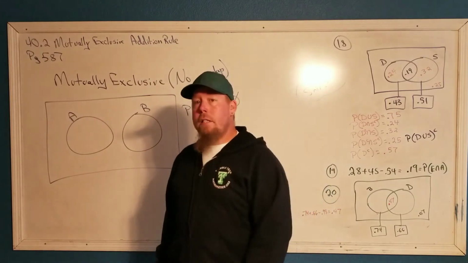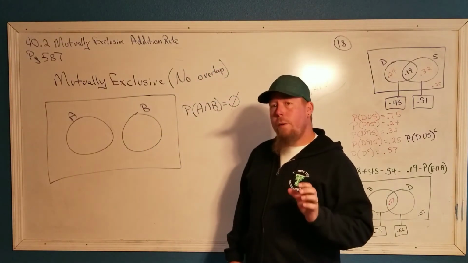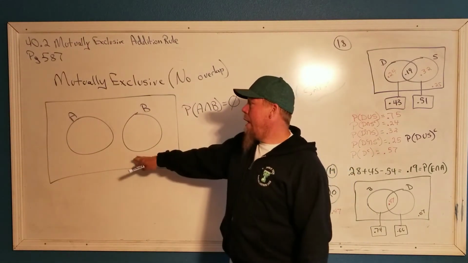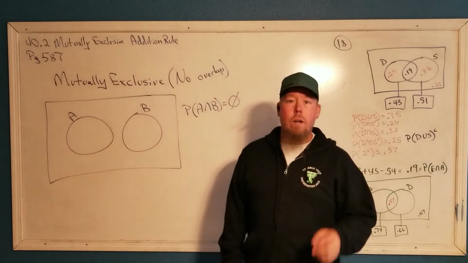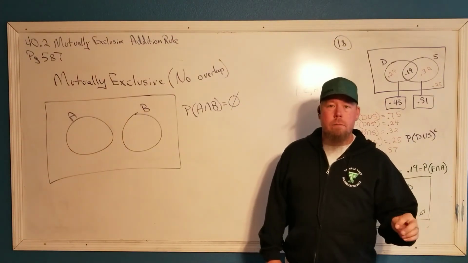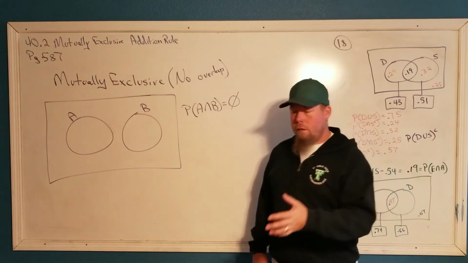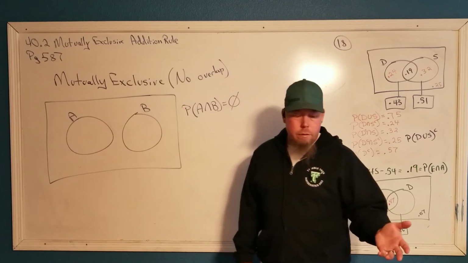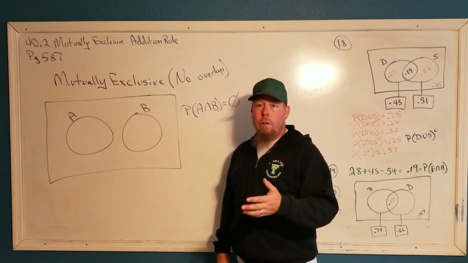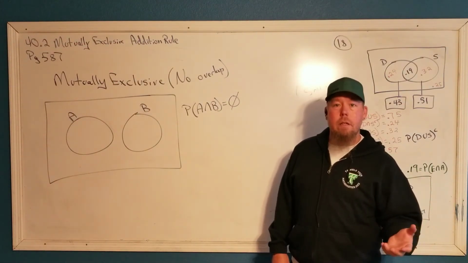All right, let's talk about mutually exclusive. Mutually exclusive events are when there is no overlap, there is no AND. So for Venn diagram purposes, we're looking like this. What are the odds that a shape could be a triangle and a square? It can't happen, by definition. You can't be a circle and a rhombus. You can't be a cone and a sphere. Those are two separate shapes.